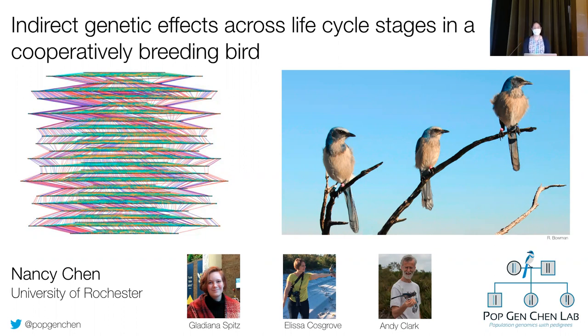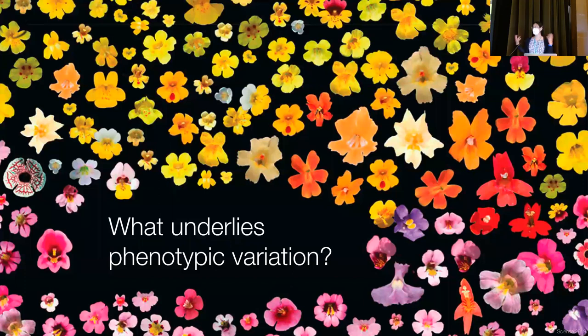So as many of you know, one of the fundamental goals in evolutionary biology is to understand the causes and consequences of variation in individual phenotypes, right? We know there's so much wonderful, beautiful phenotypic variation in nature. What causes it? And we've seen a lot of really great presentations over the past few days trying to tackle this question.